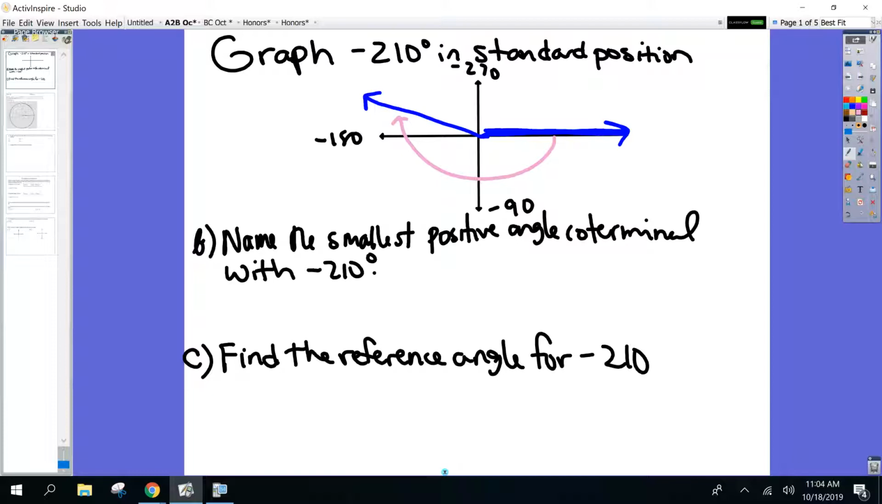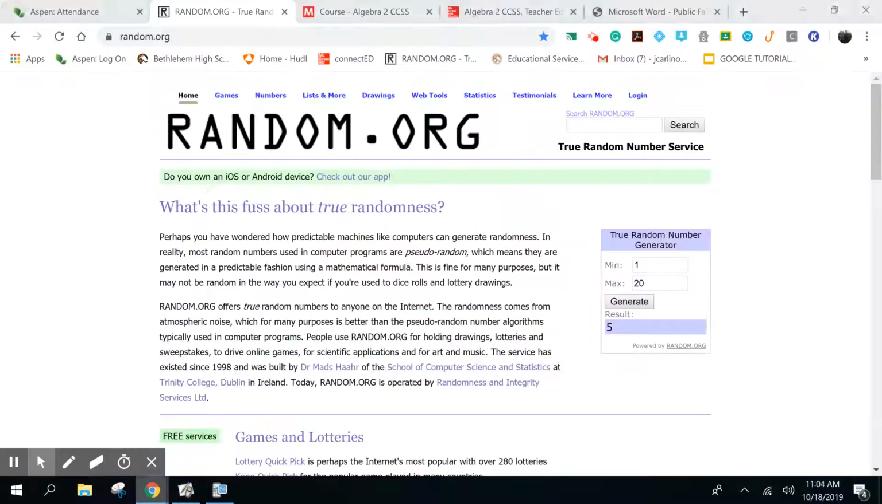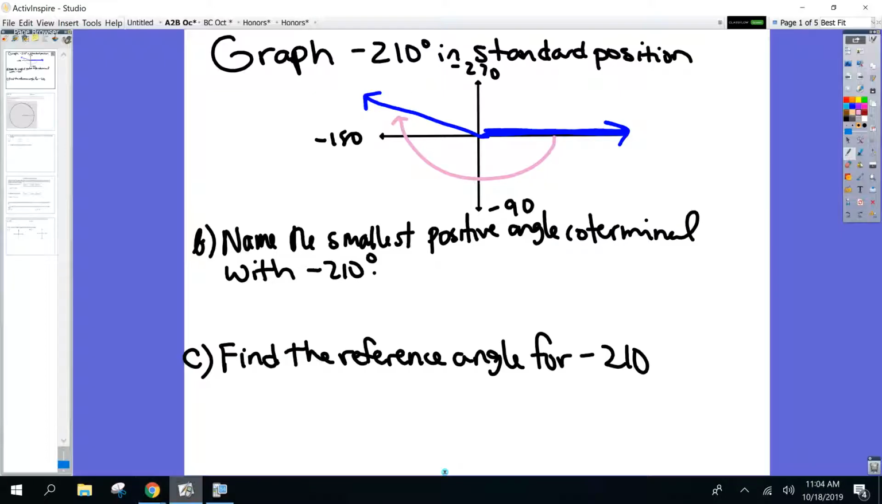Questions there, because I'm going to build off negative 210 now. Can you come up with the smallest positive angle coterminal with negative 210? So basically, same diagram, but give me the positive version now. How many degrees in the positive version, and how did you get it? What do I do to negative 210? Go ahead, add 360 to it. 150 degrees, yep. 150 degrees.